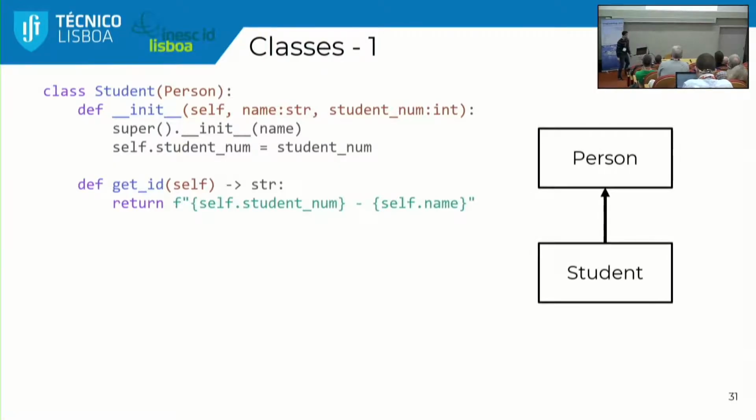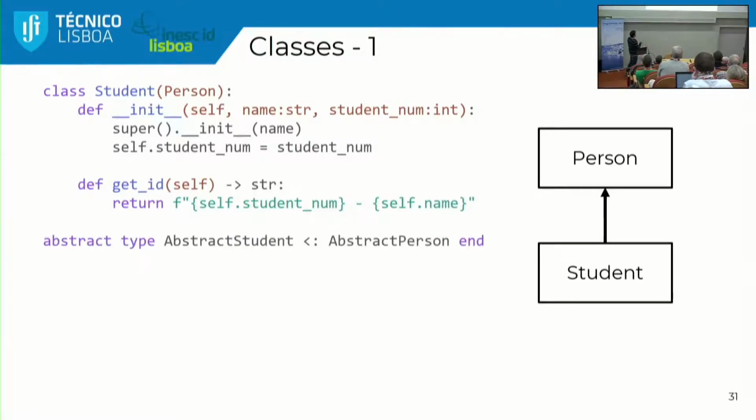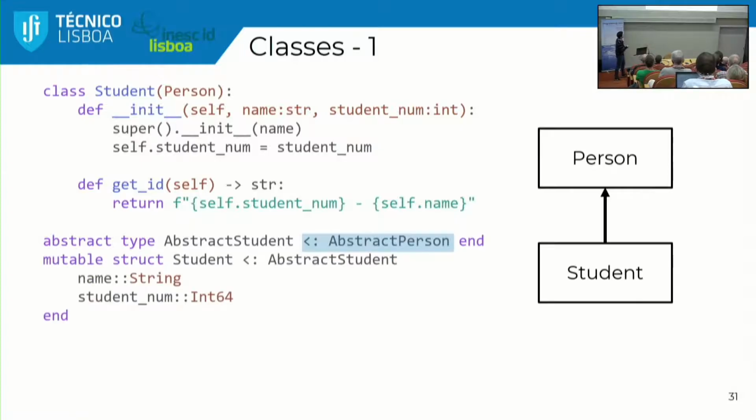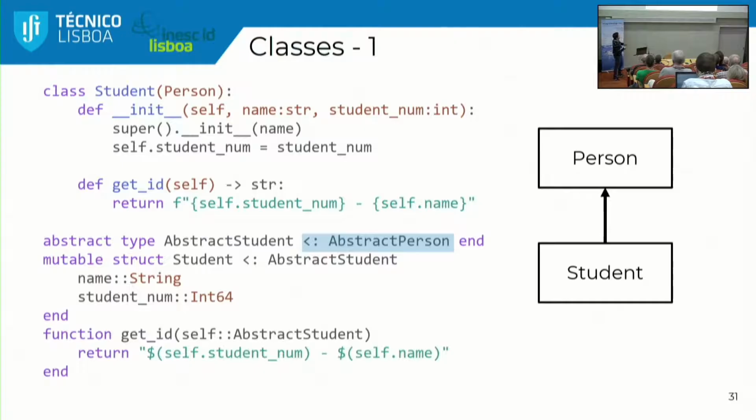So student extends from the class person, and it also defines another student number field and a different behavior for the getID function. And how you'd map this into Julia, or how the transpiler currently does it, is you create an abstract type, abstract student, which extends the previously mentioned abstract person type. And what happens is now you map the fields using the mutable struct that you've seen previously. And you have the getID function here. This is basically similar to what you've seen before, but now with that new behavior.